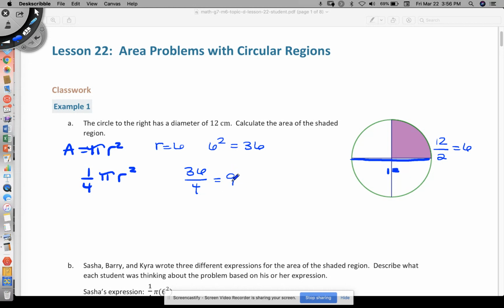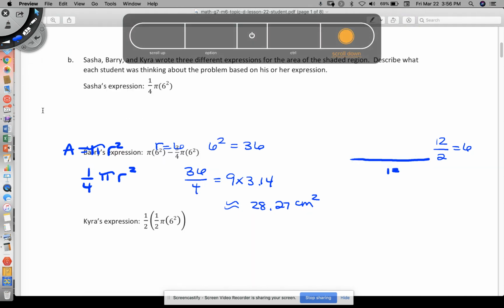Now with that 9, I'm finally going to multiply in that pi. So 3.14. And you're going to get about, I'm rounding here, 28.27 centimeters squared. And that's it. Let's look at B.